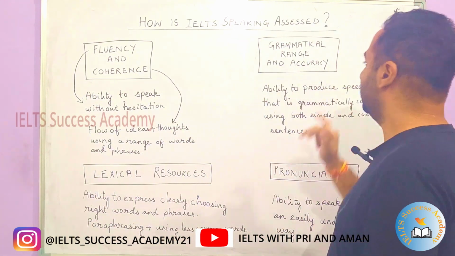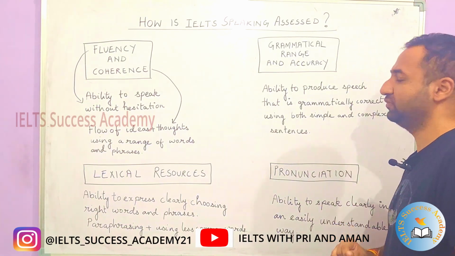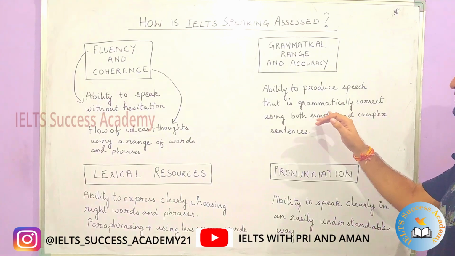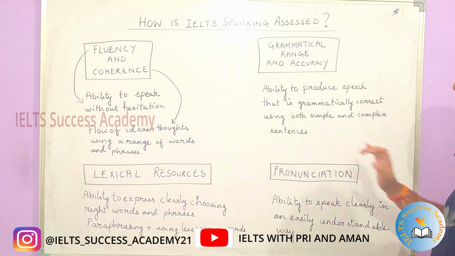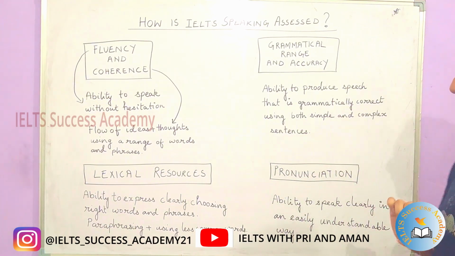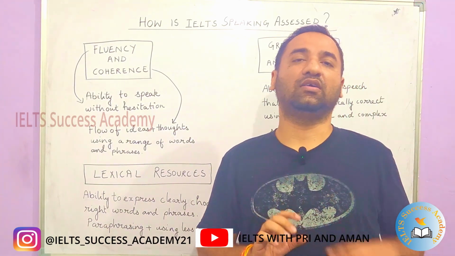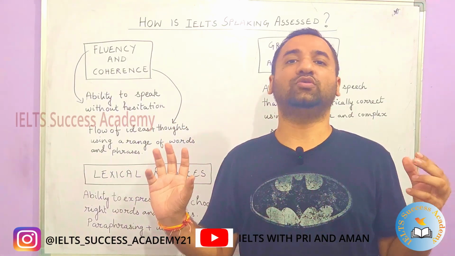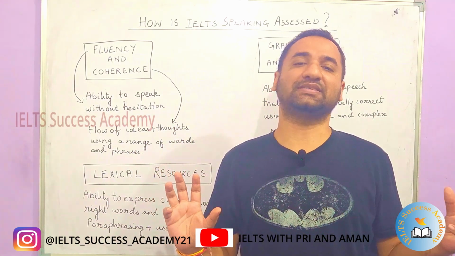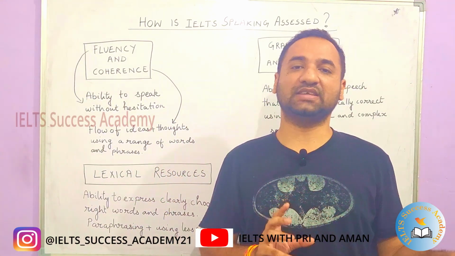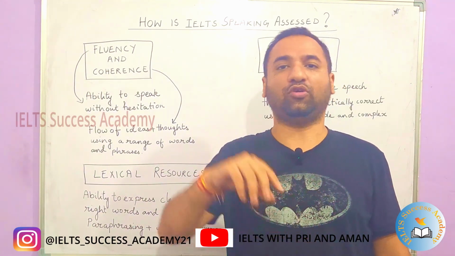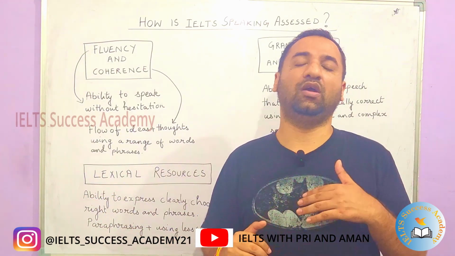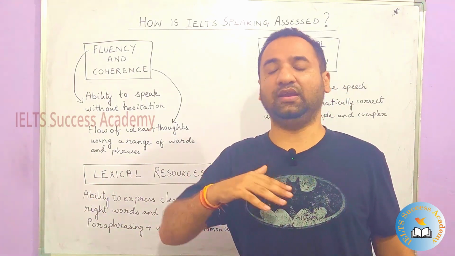The second is grammatical range and accuracy. So grammatical range and accuracy means ability to produce speeches that are grammatically correct using both simple and complex sentences. So a simple sentence has one independent clause and complex sentences will have more than one independent clause. I will speak about independent clauses in later videos.